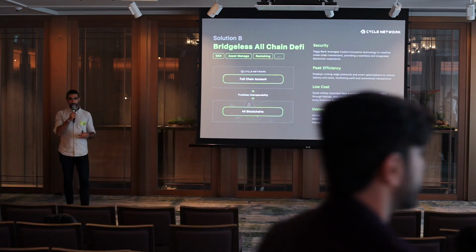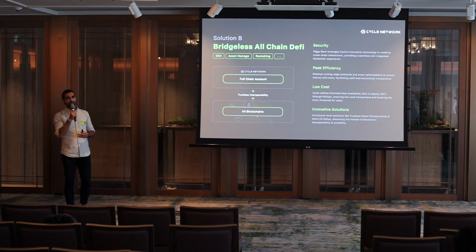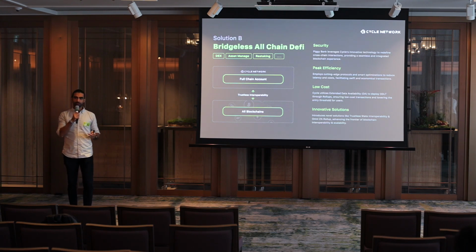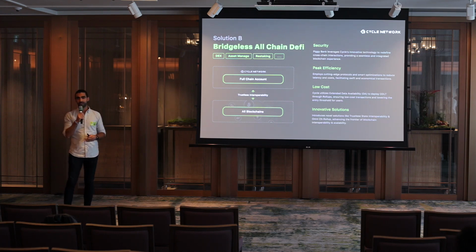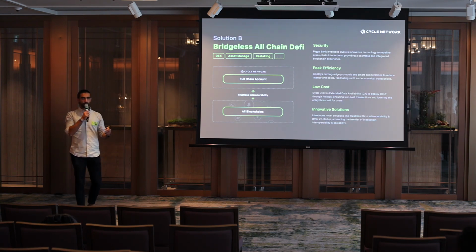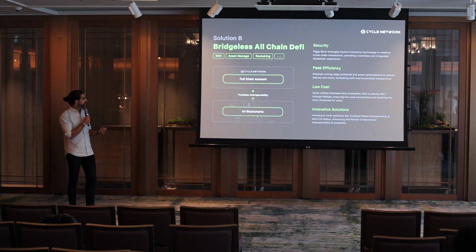Then the second solution that we're building has to do with a full chain or omni-chain account. Again, Cycle network being able to connect to other chains in a seamless and trustless manner makes each account on Cycle network a full chain or an omni-chain account. This means that users can manage their assets from a single place in a self-custodial manner and makes the whole process a lot more secure, efficient, and cost-effective.